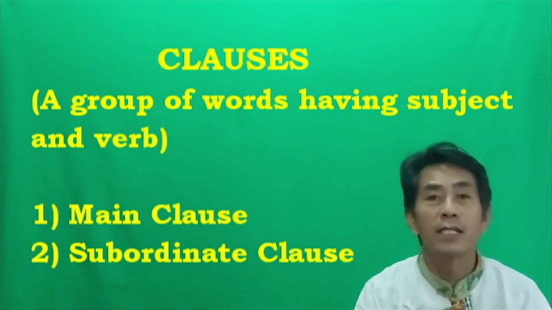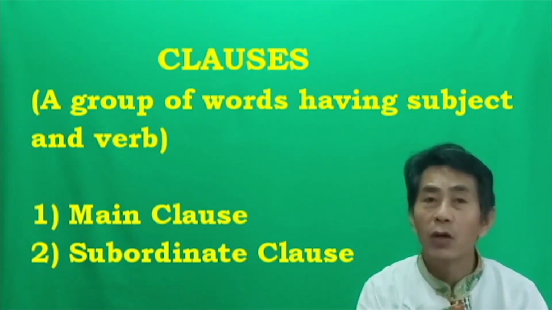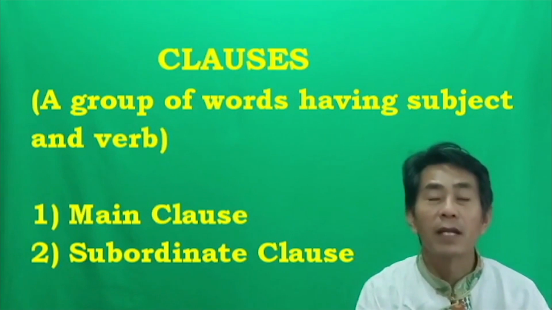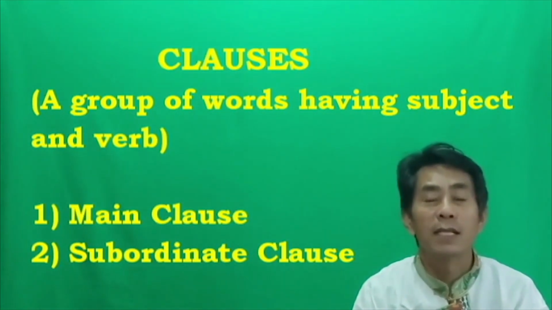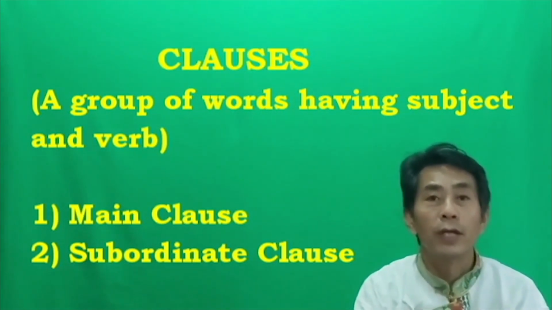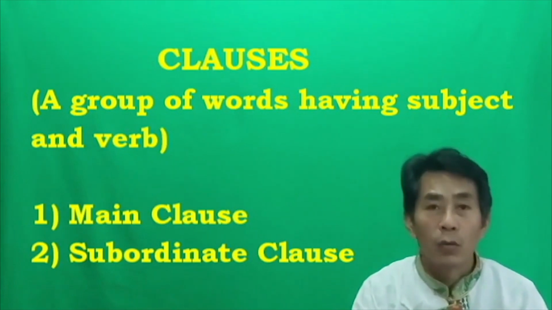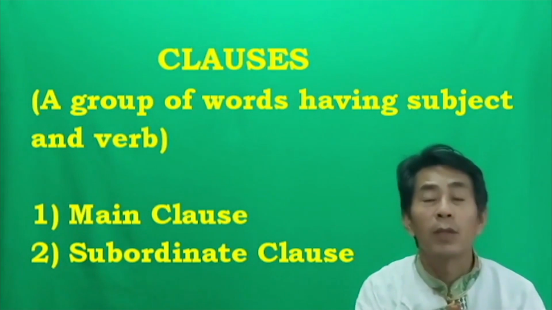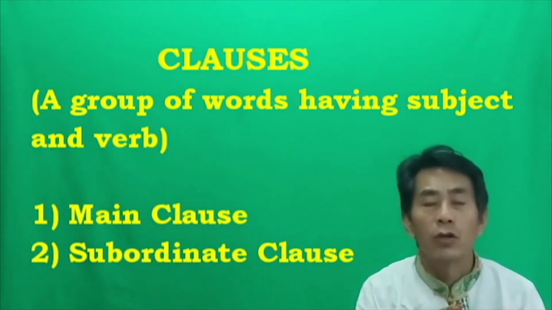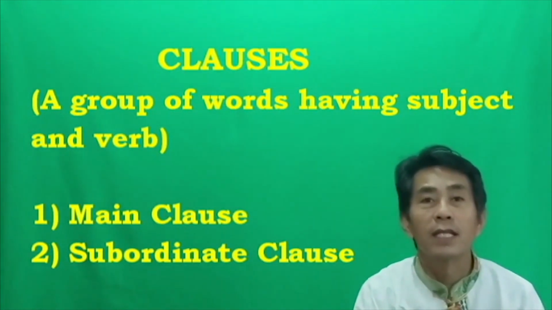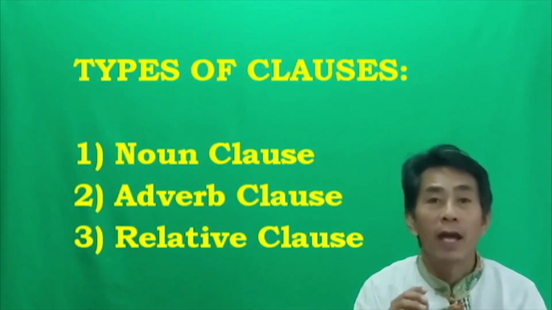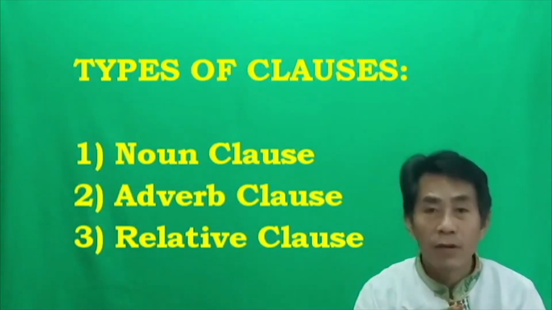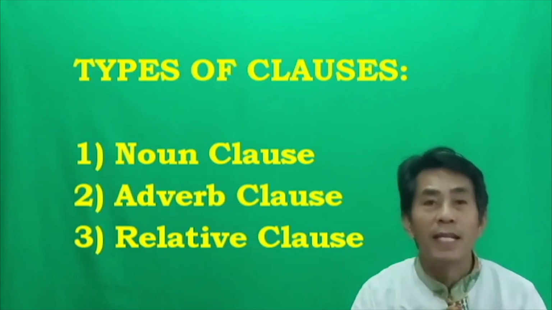We learned that clauses can be categorized into two: the main clause, or independent clause, and the subordinate clause, or dependent clause. Whatever clauses we are going to do here are all subordinate or dependent clauses. We are not talking about the independent or main clause. So what are the three types of clauses we have? We have noun clause, adverb clause, and relative clause.